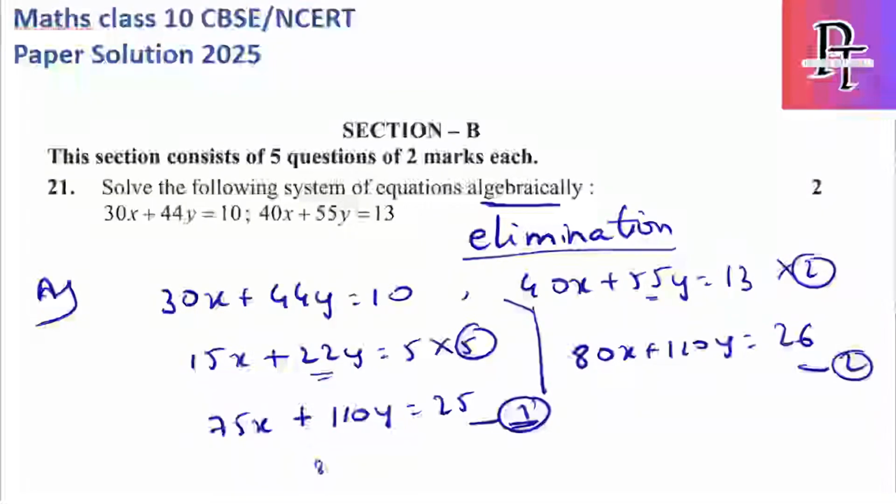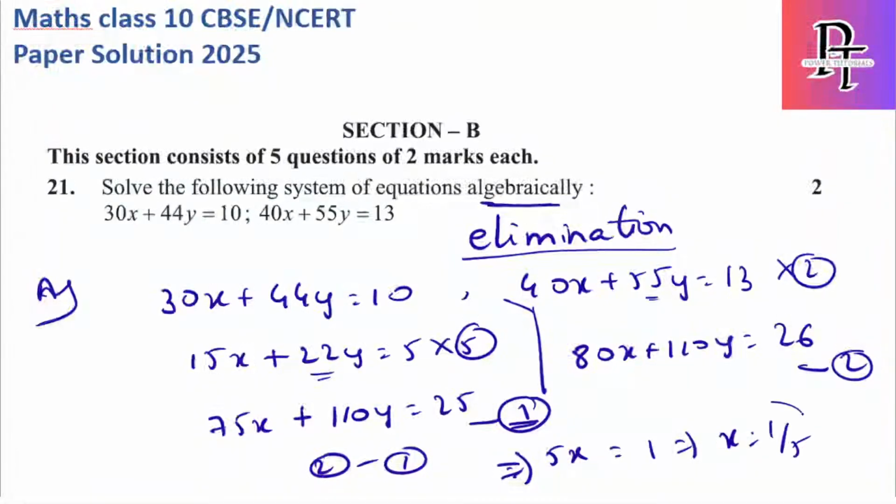So simply do 2 minus 1 so that the y terms will get eliminated. Now it will become 80x minus 75x is 5x. 110y minus 110y anyway got cancelled. 26 minus 25 is 1. So simply from here I will get the x value as 1 by 5. Substitute the x value, we will get the y value.